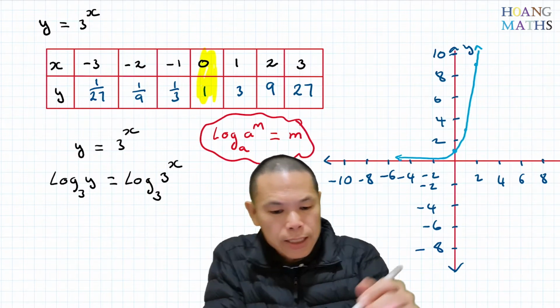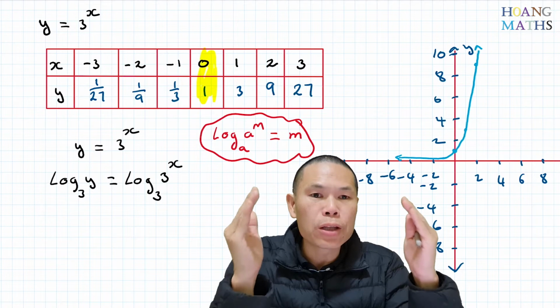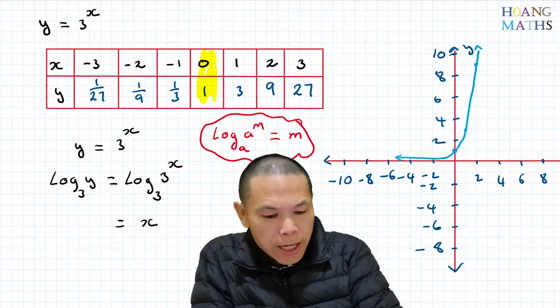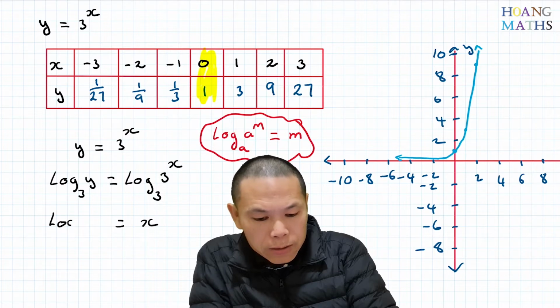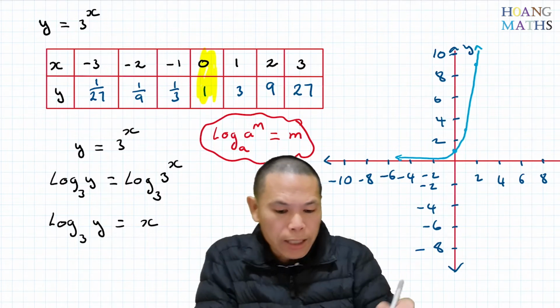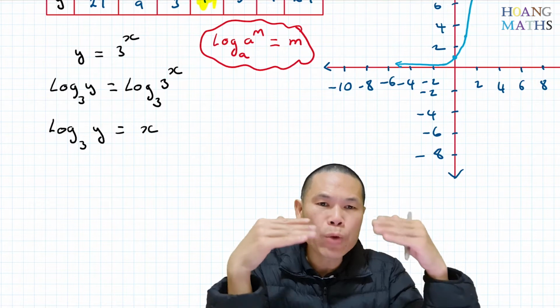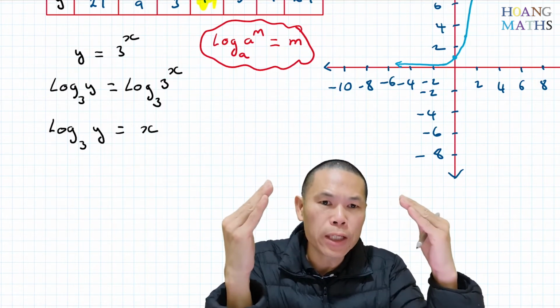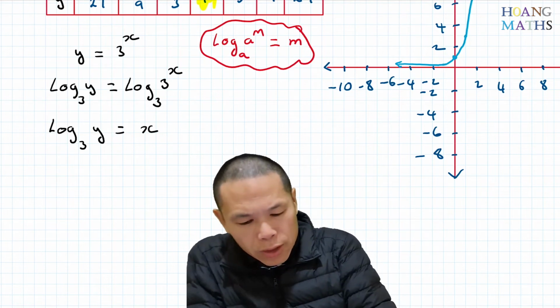So this means that log base 3 of 3 to the power of x gives me x. So this is x, and this is log base 3 of y. So this means that if we inverse 3 to the power of x, it becomes log base 3 of x. Let me just write this down.